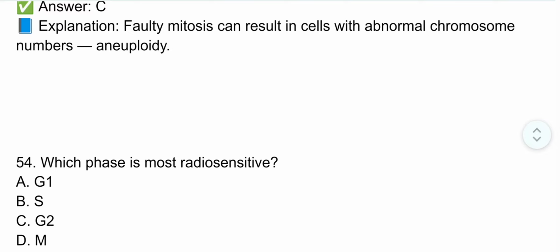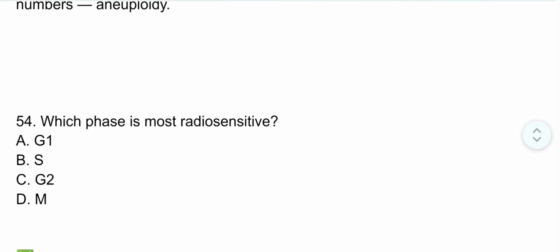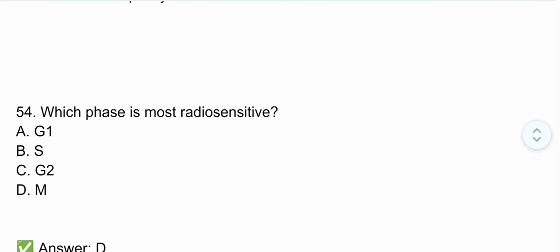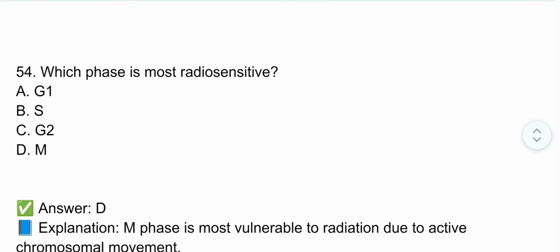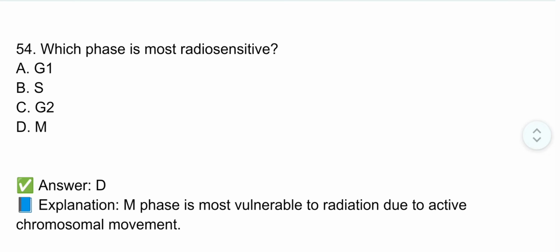Question number 54. Which phase is most radiosensitive? The correct option is option D. M phase. M phase is most vulnerable to radiation due to active chromosomal movements.